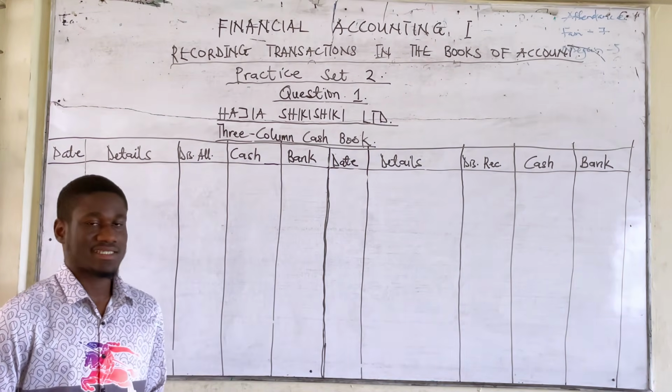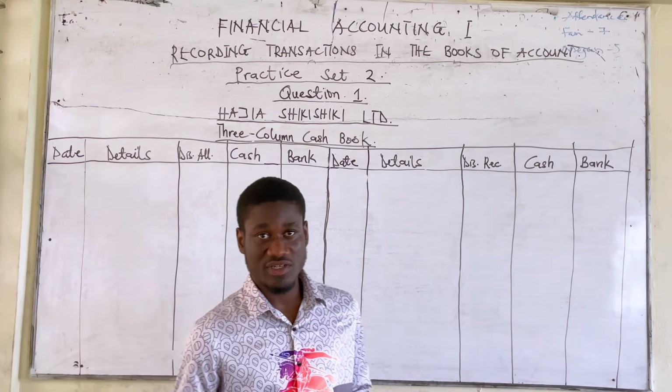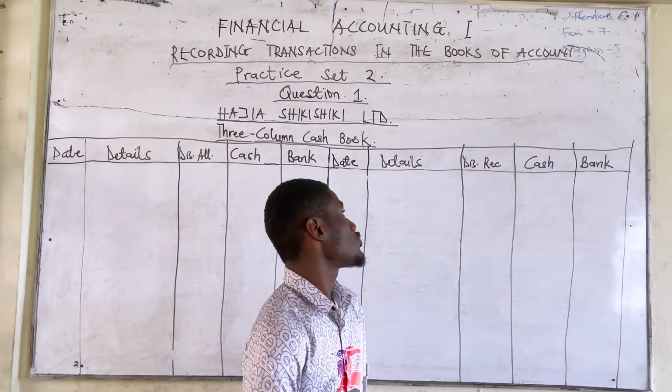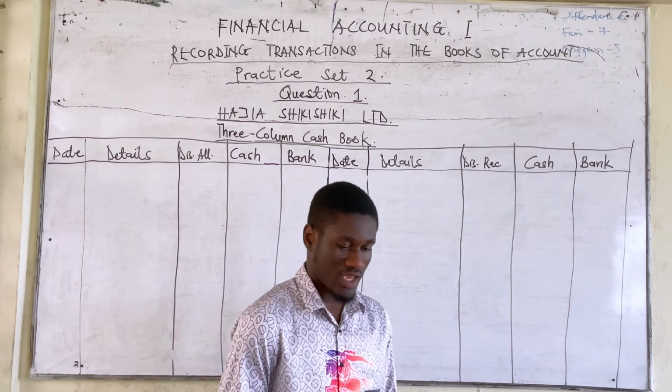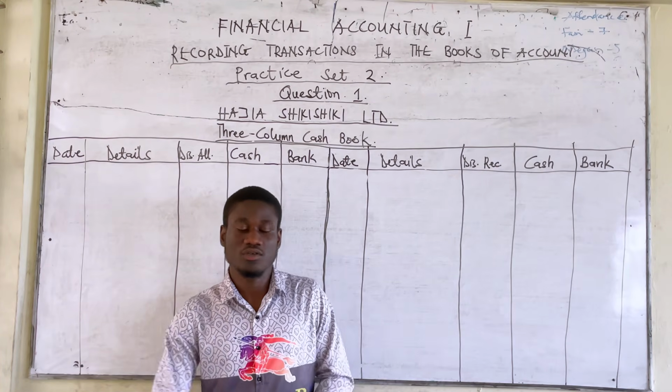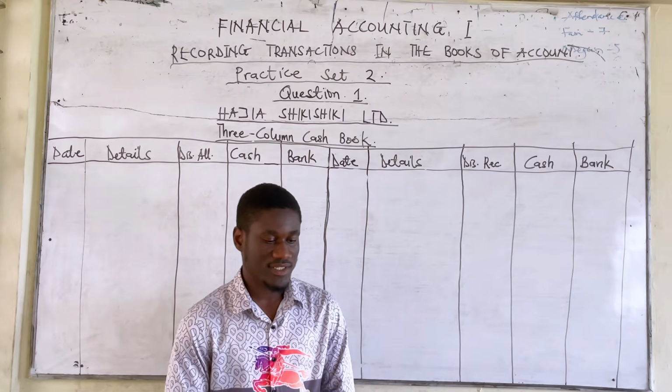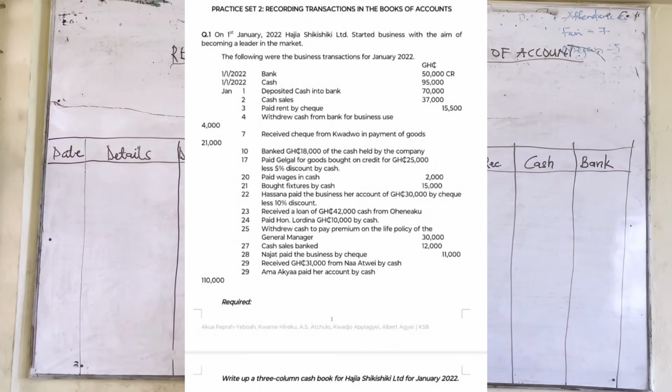Today we are going to look at recording transactions in the books of account. Okay, so we are going to take a question and see how to solve it. The question is on your screens. It says on 1st January 2022, Hadia Shikishiki Limited started business with the aim of becoming a leader in the market. The following were the business transactions for January 2022. Those are the transactions for Adia Shikishiki.